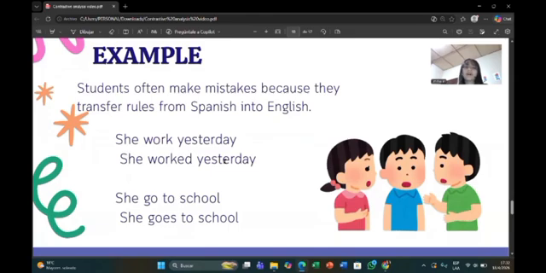For example, students often make mistakes because they transfer rules from Spanish into English. For example, "she work yesterday." The correct form is "she worked yesterday." "She go to school." The correct form is "she goes to school."